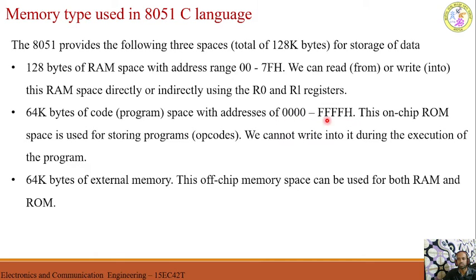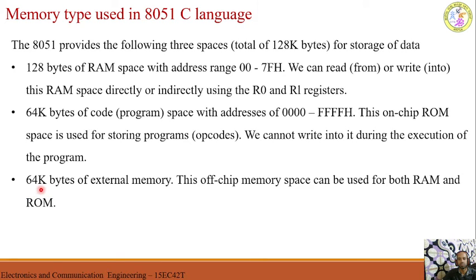This is the address for 64 kilobytes of the ROM memory, that is nothing but program memory. This is on-chip ROM space used for storing the program. What do we use this on-chip ROM space for? We use it to store the program. We cannot write into it during the execution of the program. While the program is executing, we cannot store anything into this ROM memory.